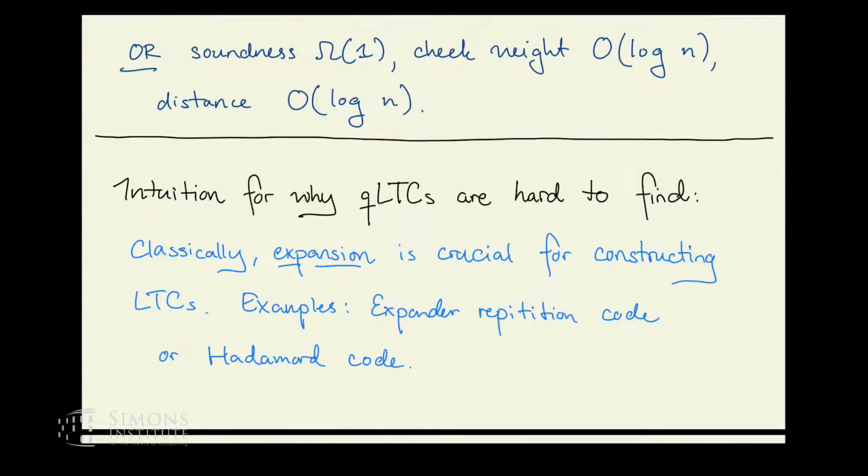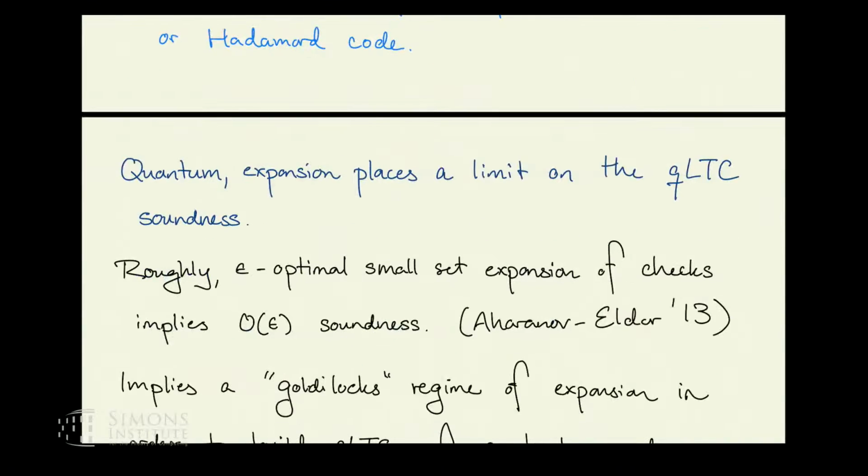So maybe let me say a little bit about why quantum LTCs are hard to construct. Classically, you can create a very simple LTC in 5 minutes: you just take the repetition code and add random checks. That forms a locally testable code because of the expander properties of a random code. Inherently, expansion is crucial for constructing locally testable codes. Classically, you can think of this expander example or the Hadamard code, very highly expanding objects. But quantum mechanically, expansion is going to place a limit on the local testability of a code.